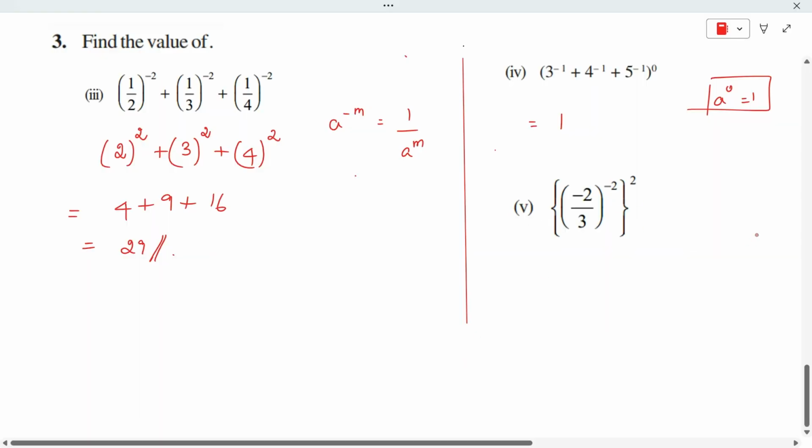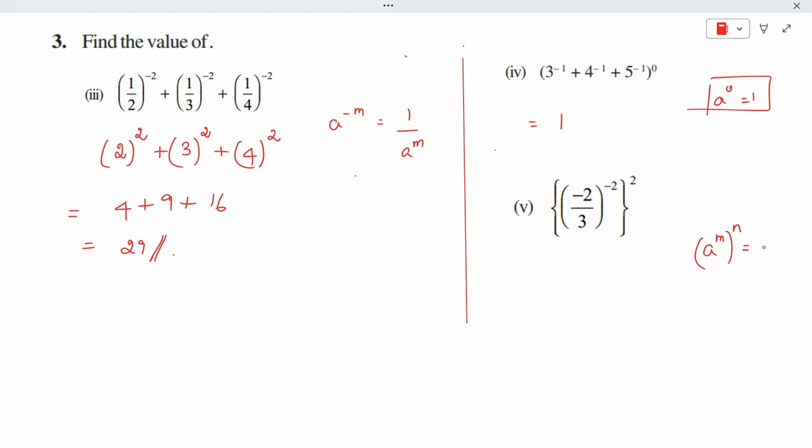For this sum we need to use the power of a power exponent law. A power m the whole power n is equal to a power m into n, isn't it? So the fraction is kept as it is, and minus 2 into 2 will be minus 4. Now I can reciprocate to make it a positive power. So which law of exponent am I using? A power minus m is 1 by a power m. So reciprocate it, and this will become 3 by minus 2 the whole power positive 4.